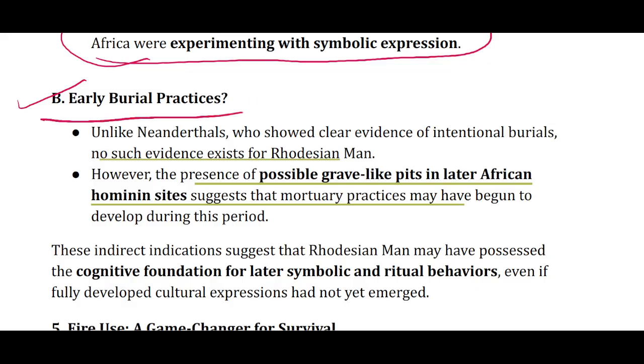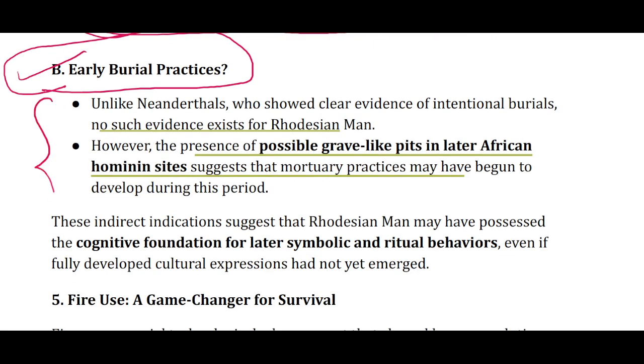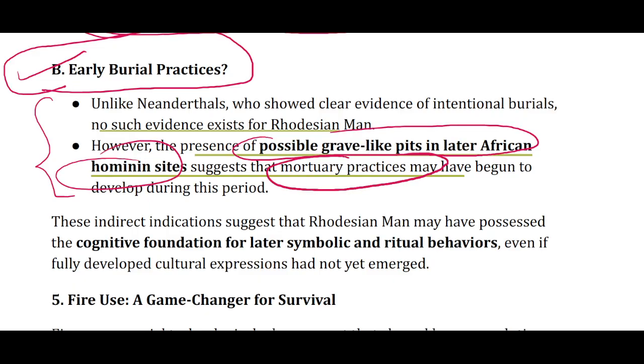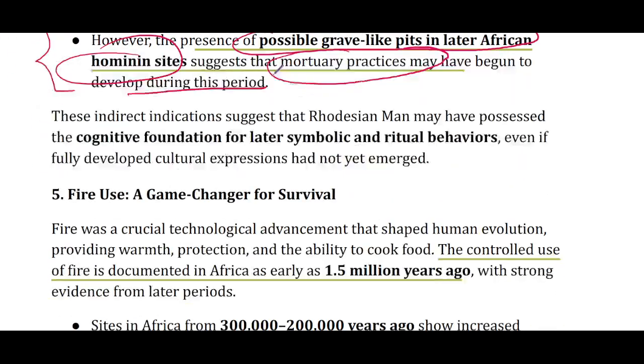Now, as for another social practice, burials, we do not have any clear evidence, but the presence of possible grave-like pits in later African hominin sites suggests that mortuary practices may have begun to develop during this period.